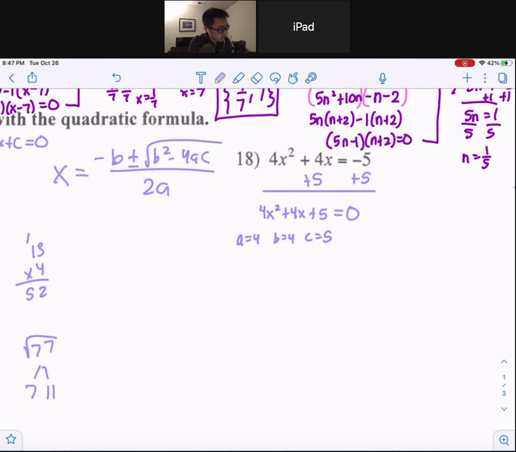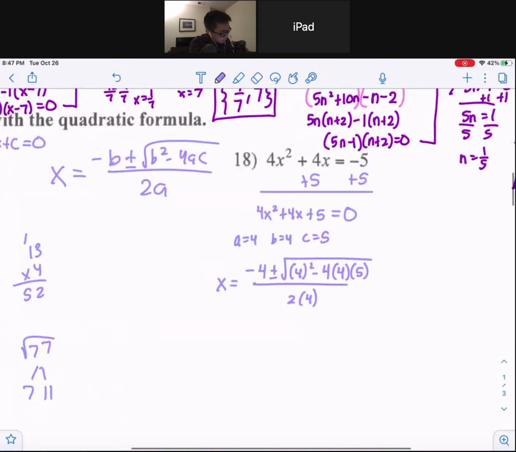You gotta memorize that. x equals negative b, which is negative 4, plus or minus the square root of b squared, which is 4 to the second power, minus 4 times a, which is 4, times c, which is 5, all over 2 times a, which is 2 times 4. Negative 4 plus or minus 4 squared, you guys, is 16. Negative 4 times 4 is negative 16. Negative 16 times 5.